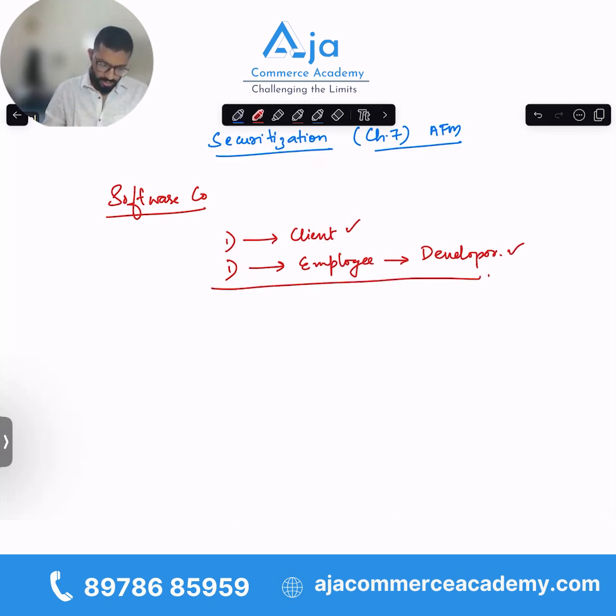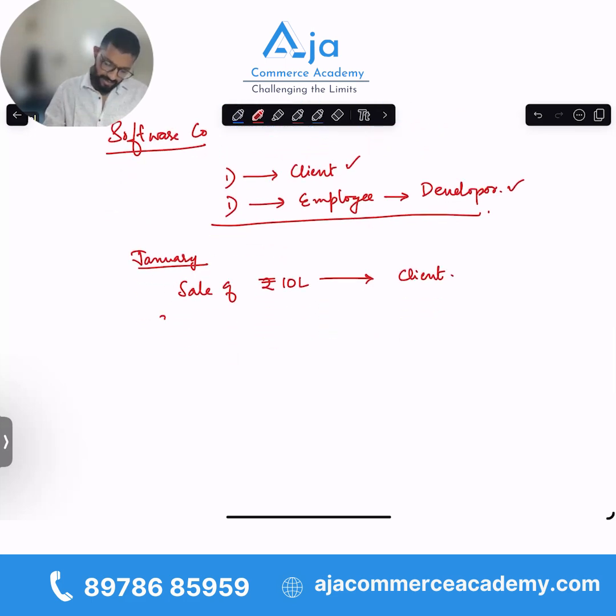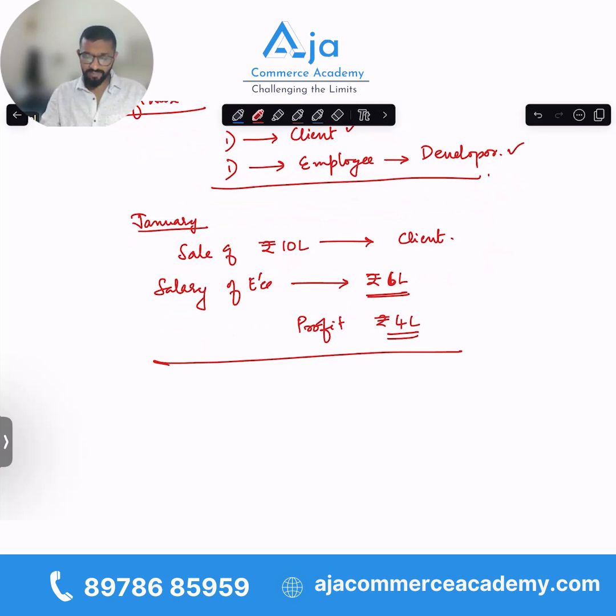Here, now in the month of January, the company made a sale of 10 lakhs to the client, and the salary to be paid of this employee is 6 lakh. Now, which is very clear here that the company had made a profit of 4 lakh. Here, in 1 month, the company made a sale of 10 lakhs, and the employee salary which the company has to pay to this developer is 6 lakh. And with this transaction, the company has made a profit of 4 lakhs.